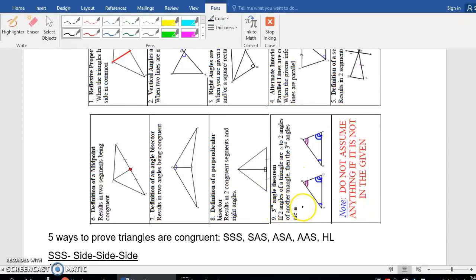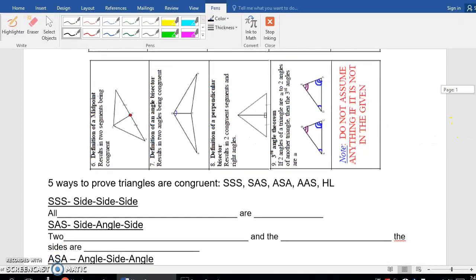And this last one wasn't a theorem that we exactly went over, but it is good to know the third angle theorem. If two angles of a triangle are congruent to two angles of another triangle, then by deductive reasoning we can say that the third angles in both triangles are congruent. One thing that is important to note for this entire unit is to not assume anything if it's not given. Okay? You can deduce using these things that we just reviewed, but you cannot assume anything unless it's given.